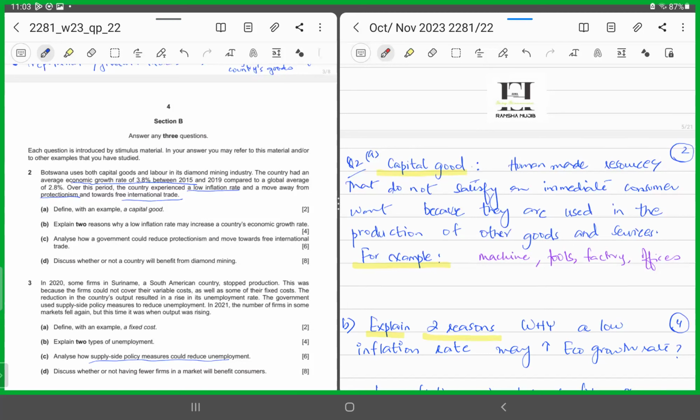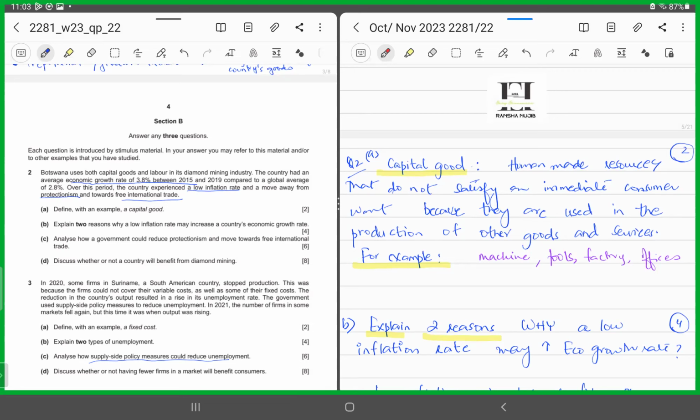So now the first question, the first part they ask is define with an example a capital good. It's a 2 mark question. 1 mark you will be awarded straightforward if you produce a definition, and 1 mark is for the example. All right. No need to produce long and lengthy answers when it comes to definition. Be precise, be crisp.